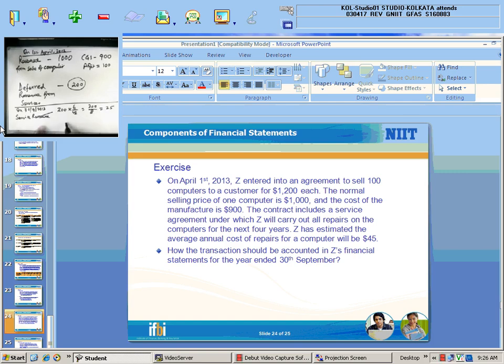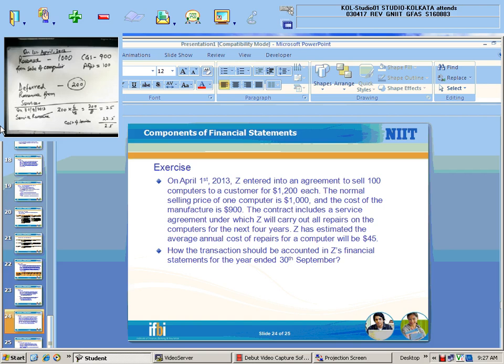So cost of services is how much it costs to provide the services for each computer. Annual cost of repairs for a computer is $45. So we are talking of a 6 months period. So cost of services is 22.5. The profit from services is 2.5 at this point of time for each computer. Is that clear?